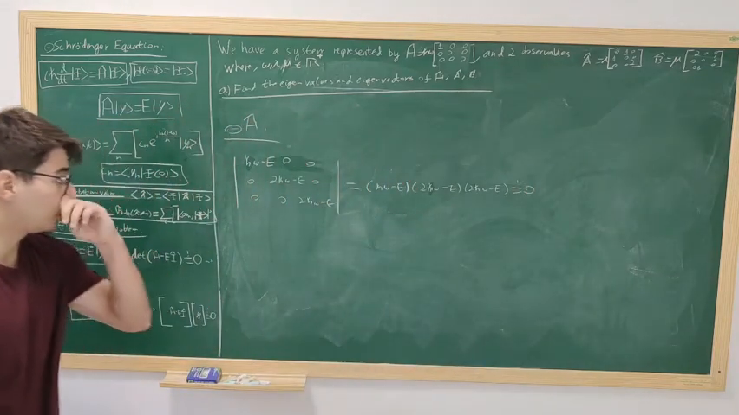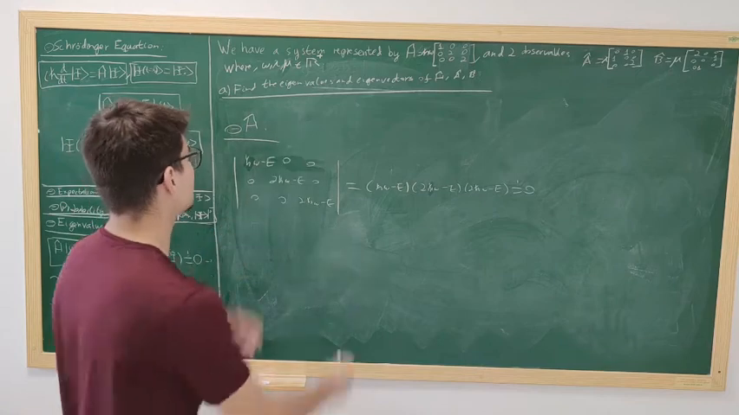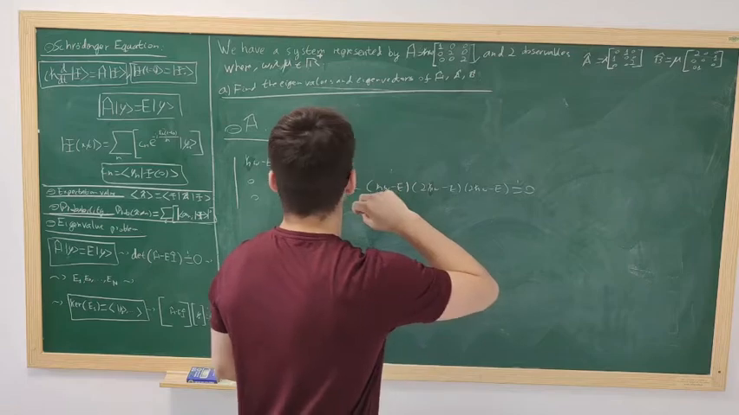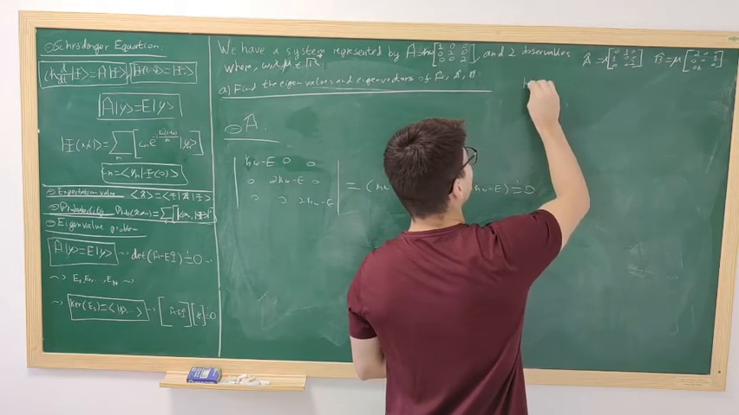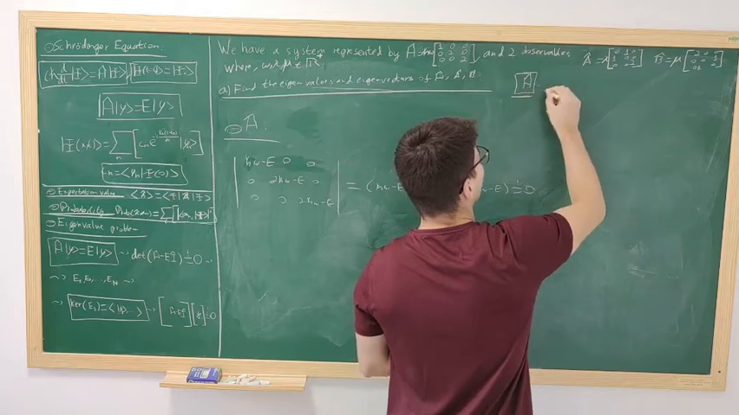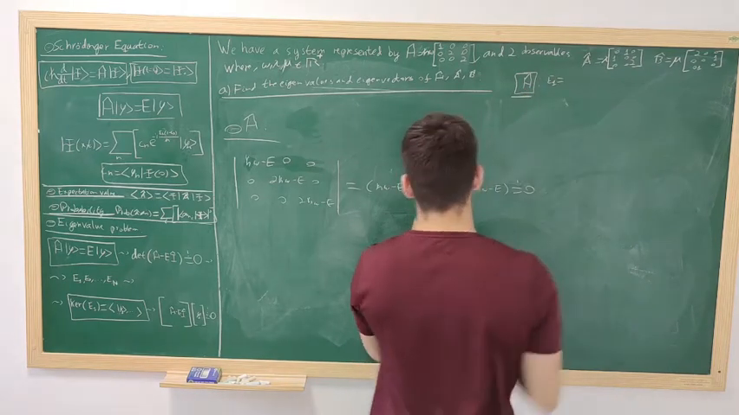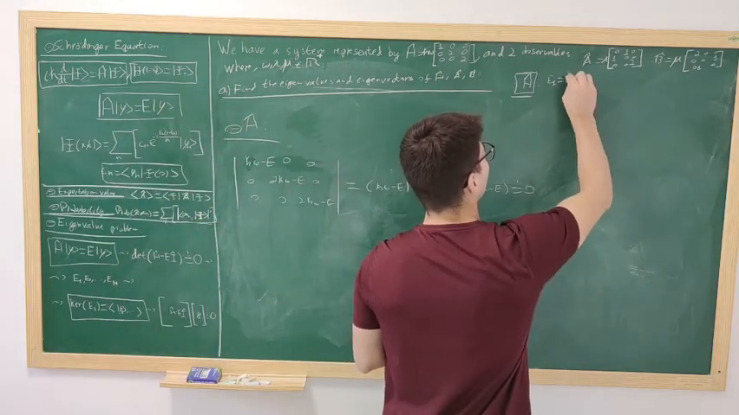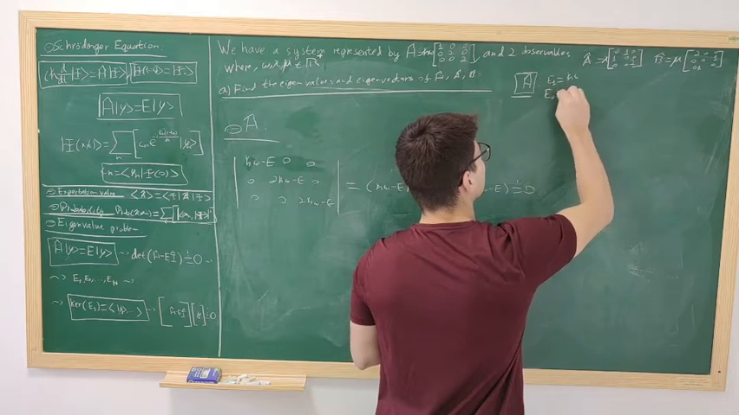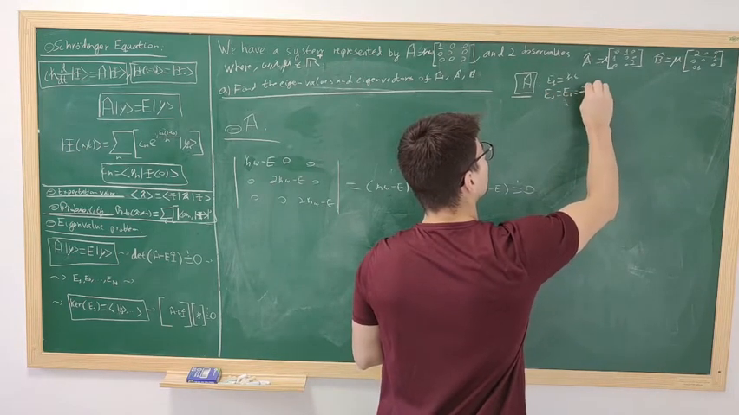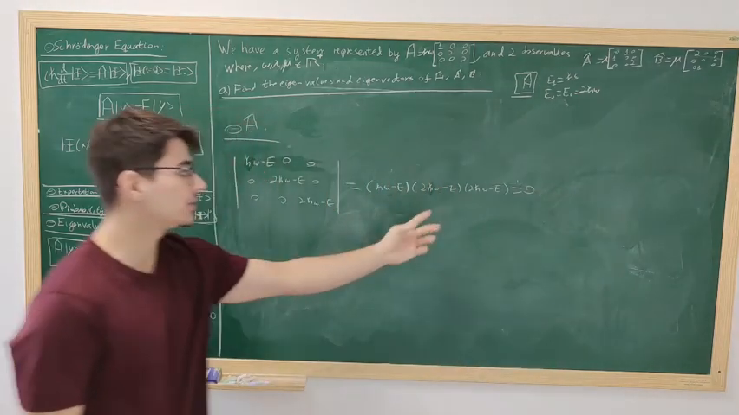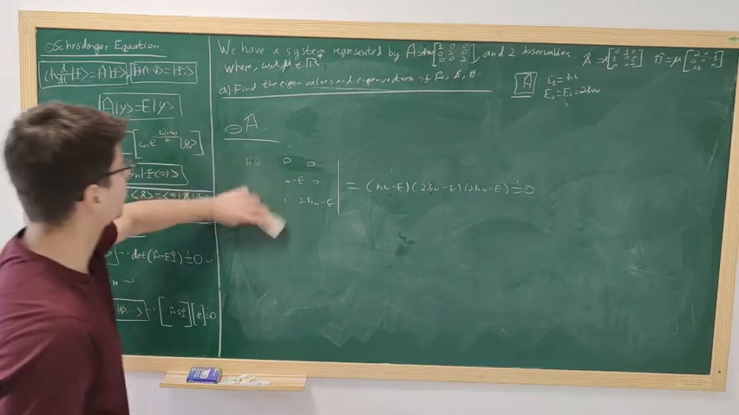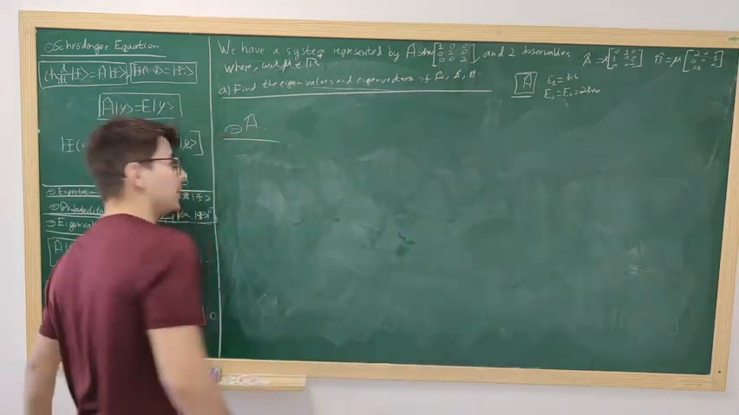As we can see, the eigenvalues of H are, for H, E1 equal to ħω, because in that case this will hold, and E2 equal to E3, which is 2ħω, because in this case this is 0. So now all we have to do is find the eigenvectors.